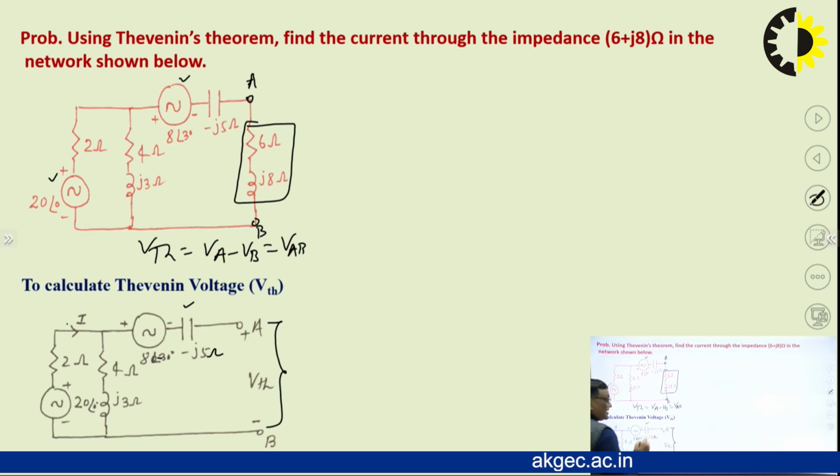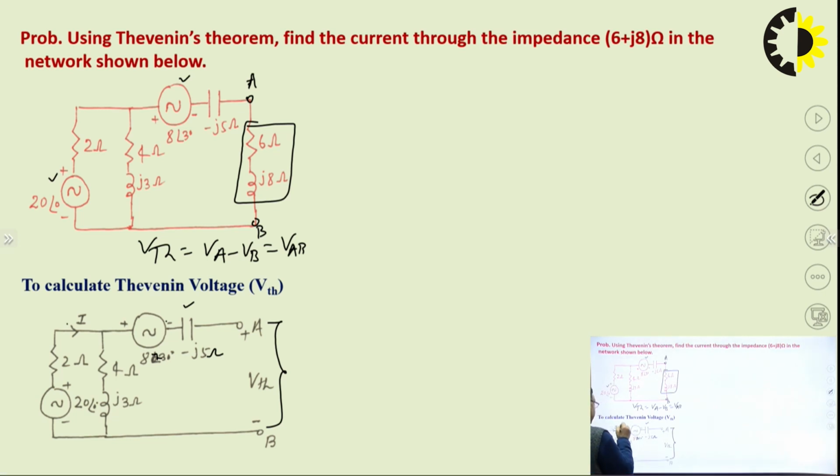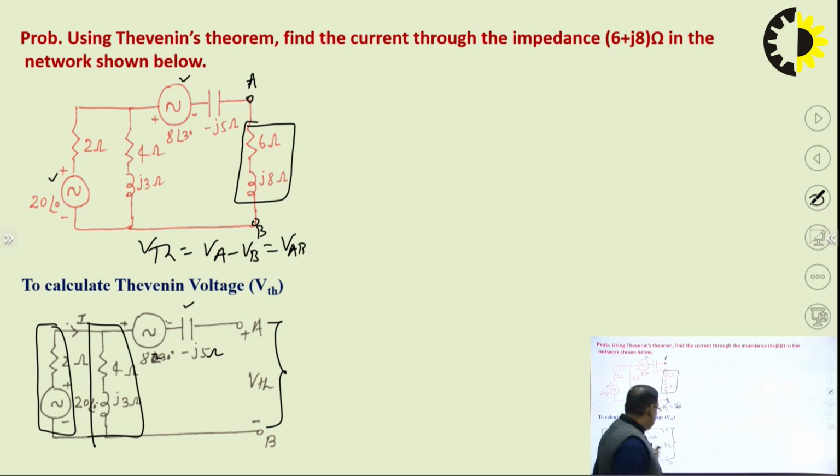So, start with this terminal. So, VA, there is no drop across the minus j5 ohm impedance. So, move from here: minus 2 plus, so it is plus 8 angle 30 degree. I think this is plus. Then we can go through this, or we can go through this, because these two elements are in parallel. So, we can either take the voltage across this, or the voltage across this one. Both are the same, because both the elements are in parallel.